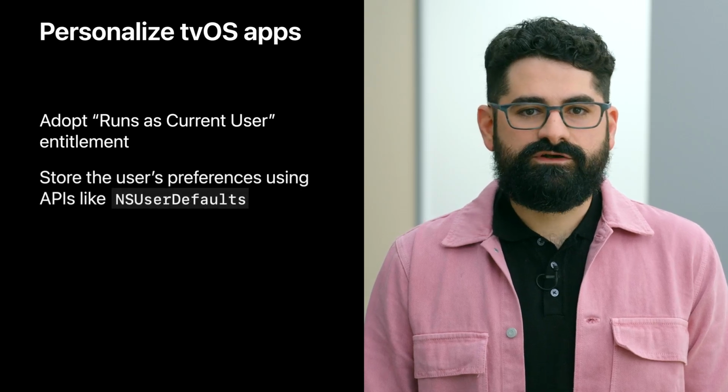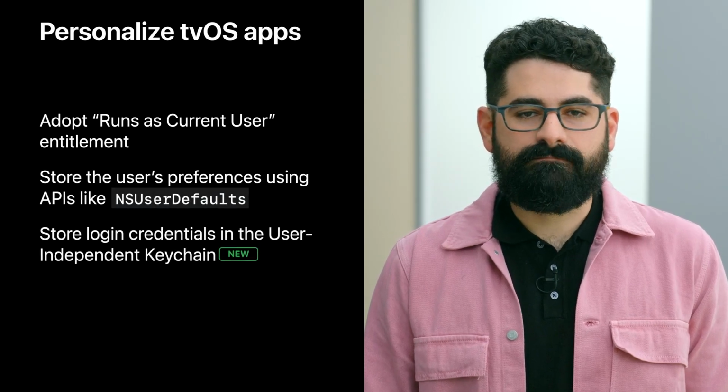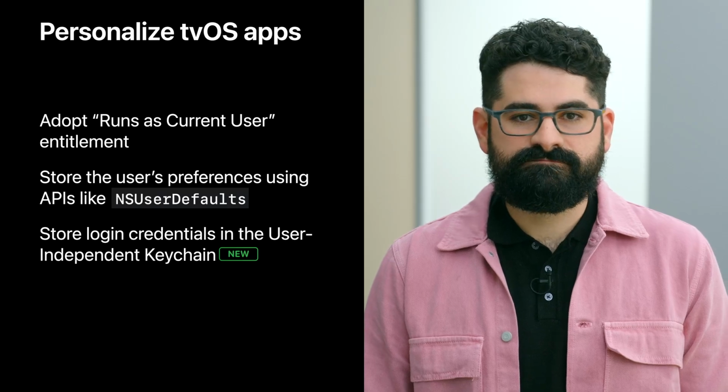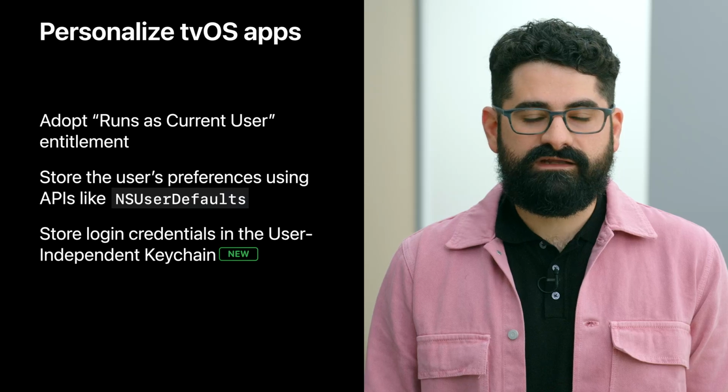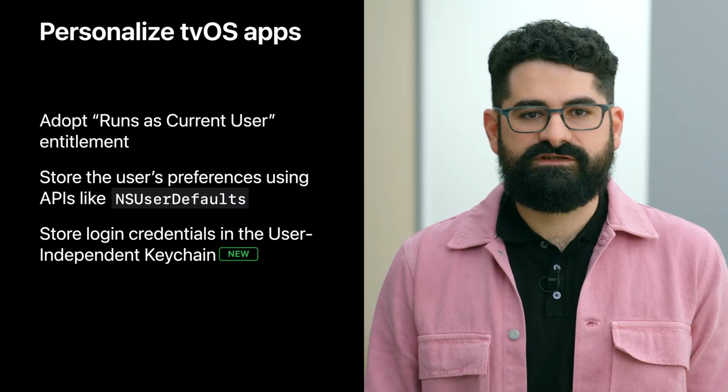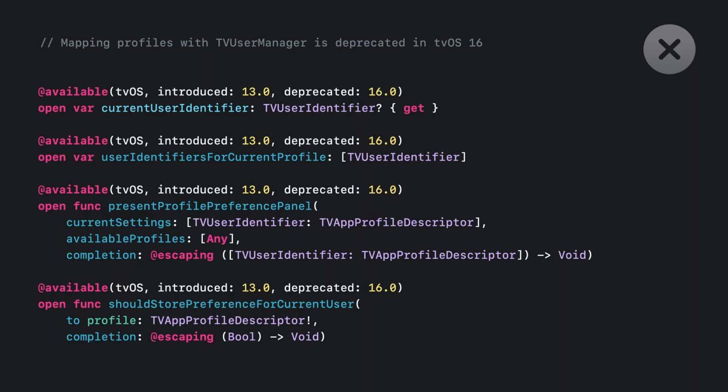The combination of both the new keychain API and runs as current user entitlement allows your apps to have the best of iPhone and the best of Apple TV. Simple per-user data separation on a shared device while maintaining the single sign-in experience on Apple TV. In tvOS 16, we've deprecated the methods to manually map profiles to system users in TV User Manager. There is no need for you to maintain a map of users to profiles anymore. The system will handle it for you. The same APIs you use on iOS can be used as is on Apple TV. It is so much easier.